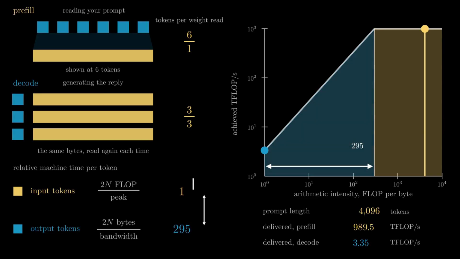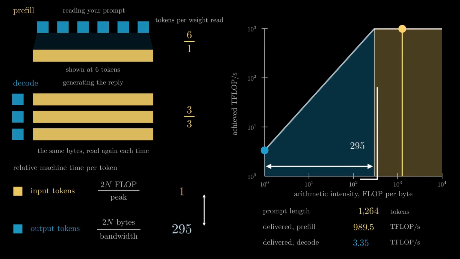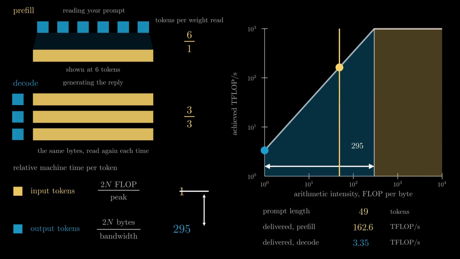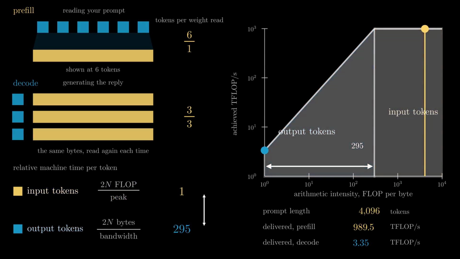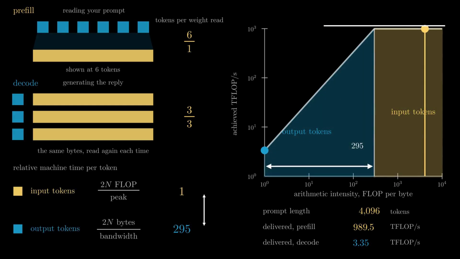So why does a long prompt cost you less per token than a long answer on essentially every provider's pricing page, and why are the 2 billed as separate line items at all? Because we are being charged for 2 different regimes of the same machine. The price list is a roofline written out in dollars.